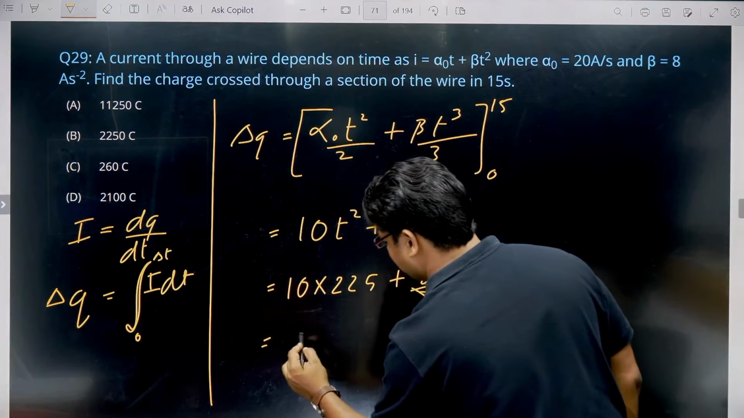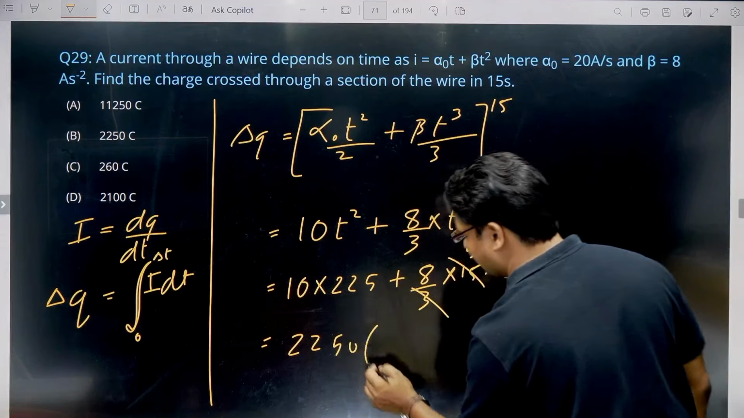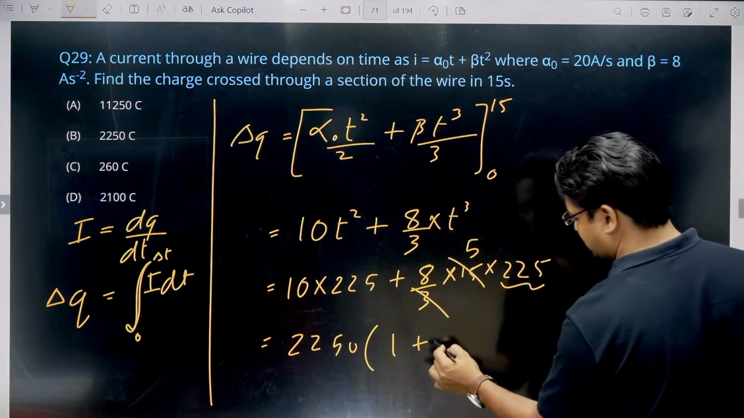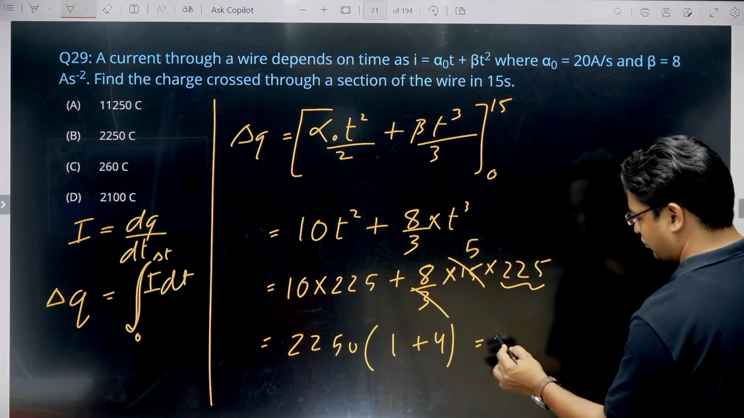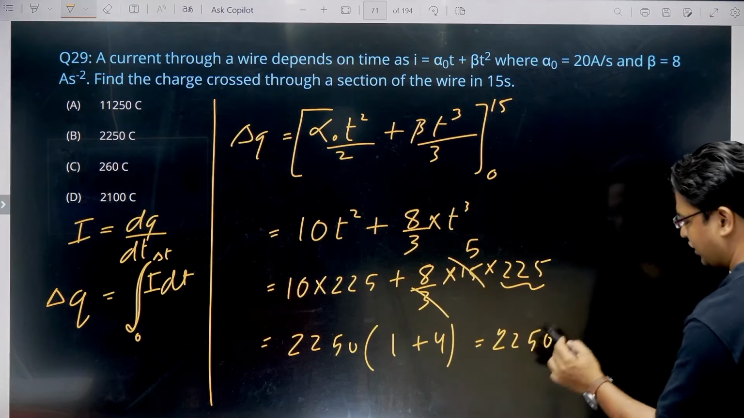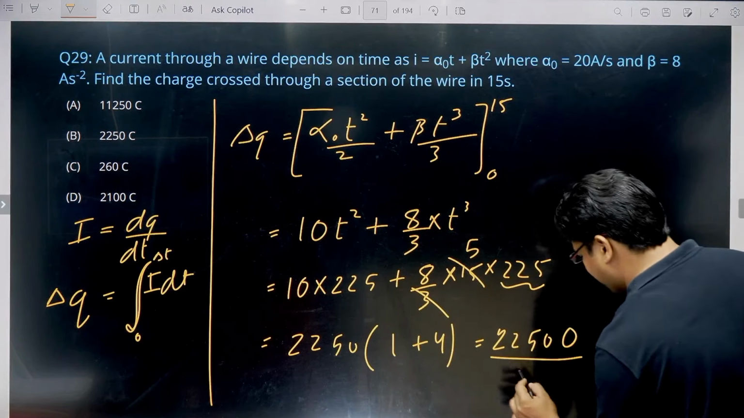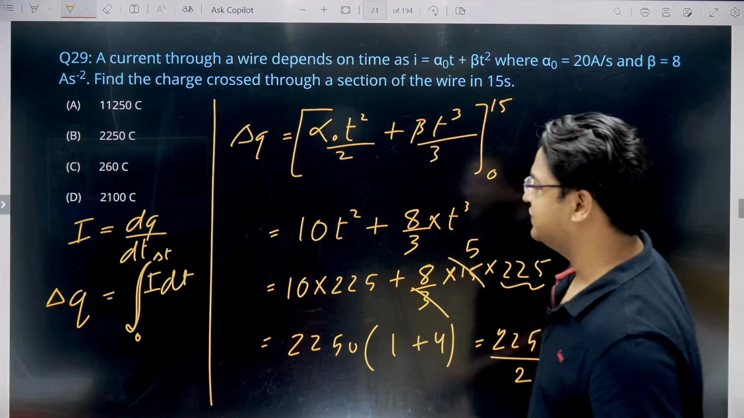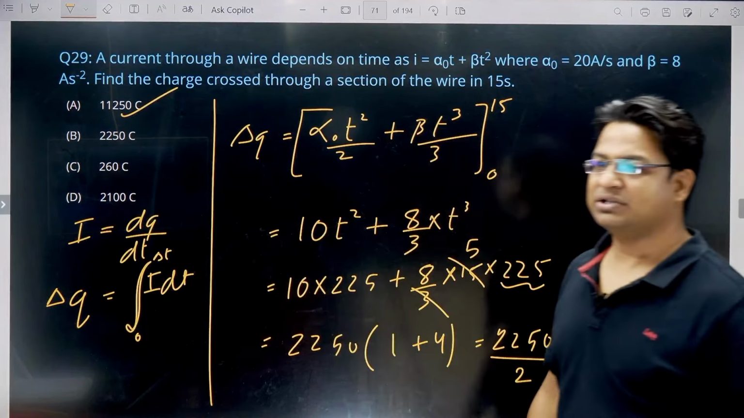I can take out 2250 as the common quantity, so it becomes 1 plus... From here I've taken this out, 5 and a 2 also, so it becomes 2250 into 5. So I can multiply by 10 and divide by 2, that is the same as multiplying with 5. So it is 11250. So option A is the correct answer here.